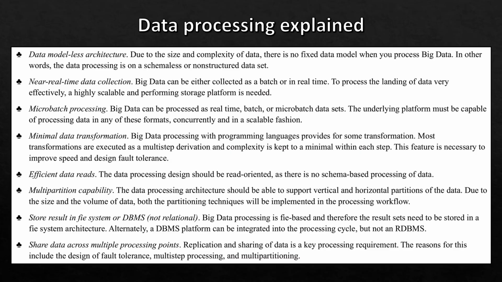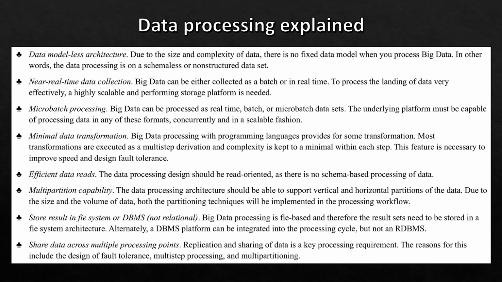The next one, we're going to explain data processing. There are 8 data processing requirements explained here: data model-less architecture, near real-time data collection, micro-batch processing, minimal data transformation, efficient data reads, multi-partition capability, store result in file system or DBMS, and lastly share data across multiple processing points. I'm going to explain how the data is going to be processed.